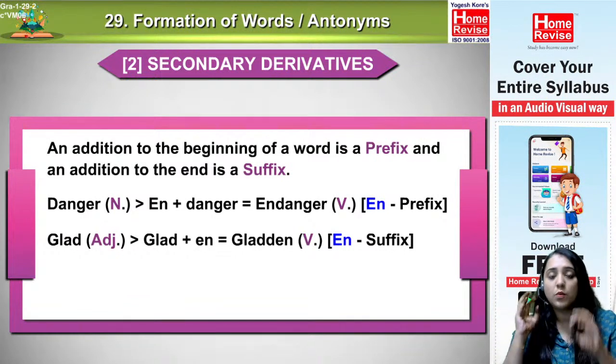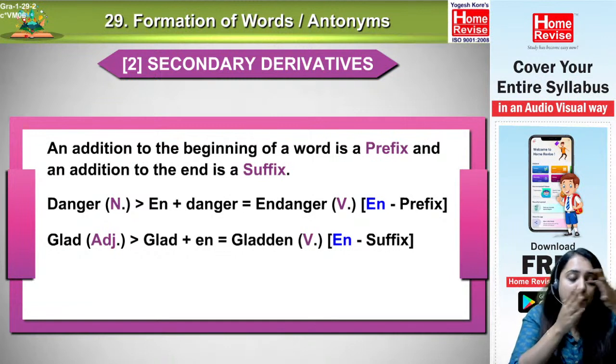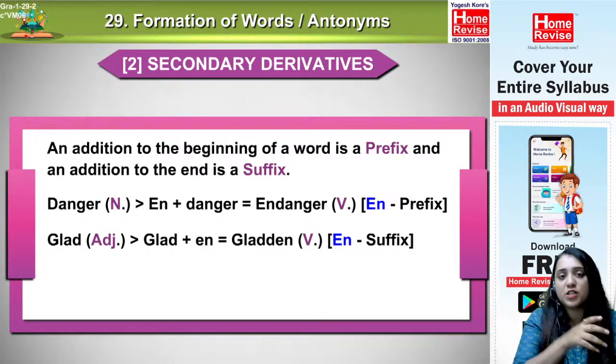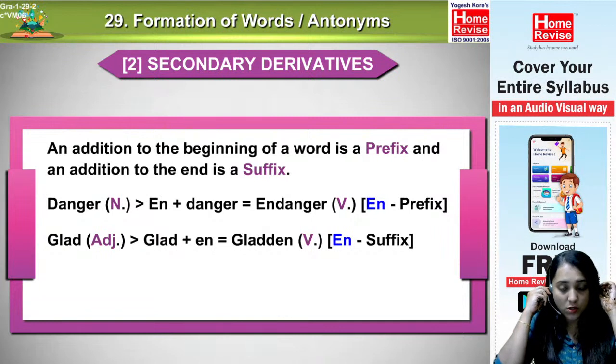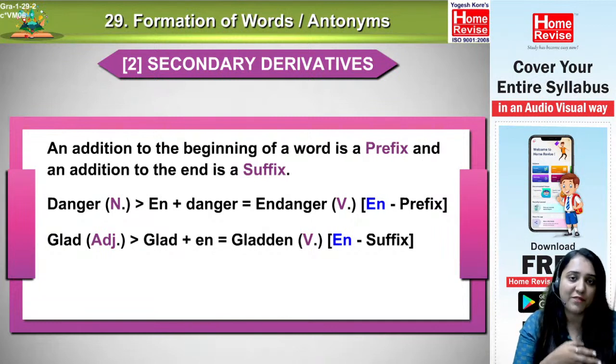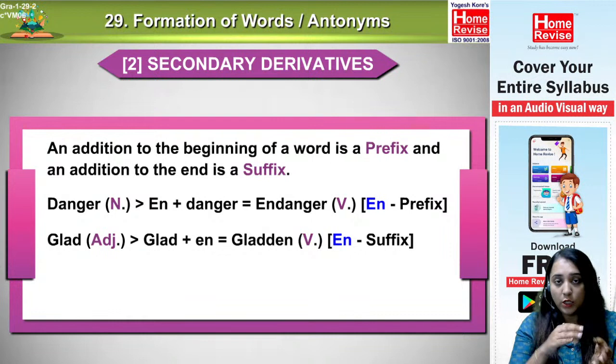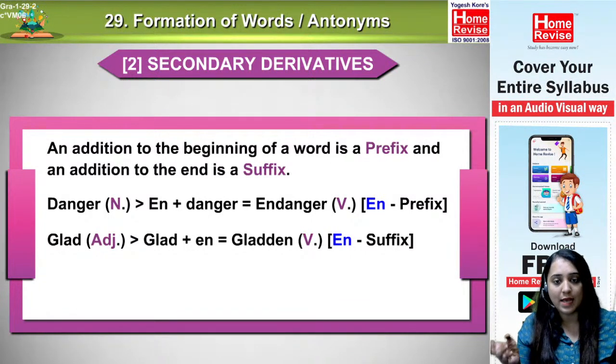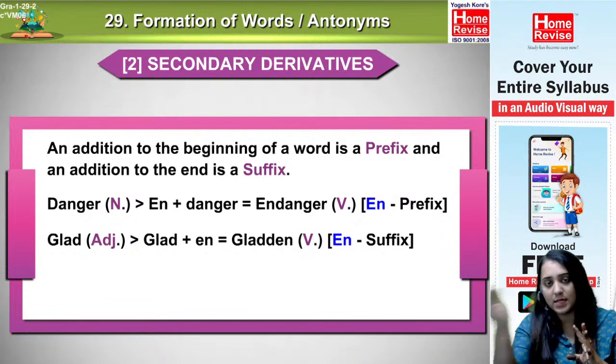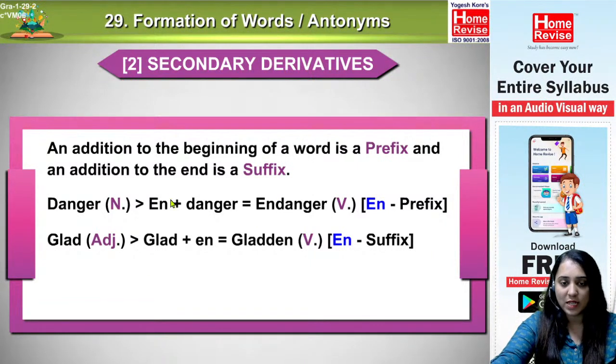Now listen, when we add something at the start of a word, it is called a prefix. And when you add something after the word, to the end, it is called a suffix. As you have seen with the word danger, when you add something before it, at the beginning of the word, it is called the prefix, and when you add something after the word, it is called the suffix.